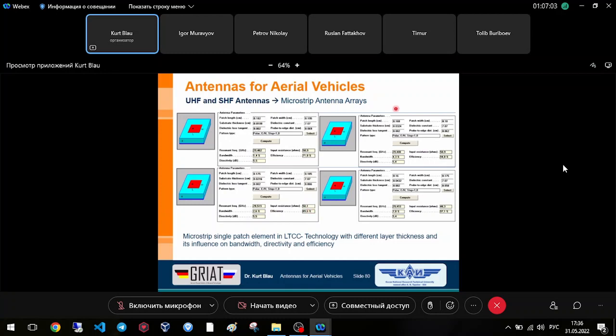Now we make the thickness of the substrate 3 times higher in comparison with the first, keeping the same frequency, means we also have to reduce the dimensions of the patch, the length and the width, to keep the frequency. And you can see what happens. The bandwidth is increasing further in comparison with this value. Now we have 4.3%. Directivity is a little bit smaller, but maybe it's a calculation problem.